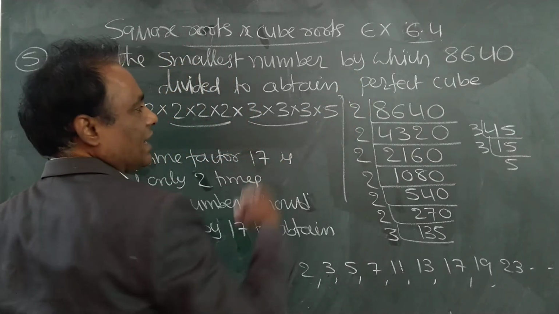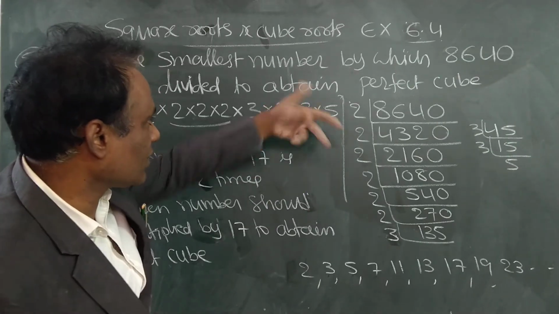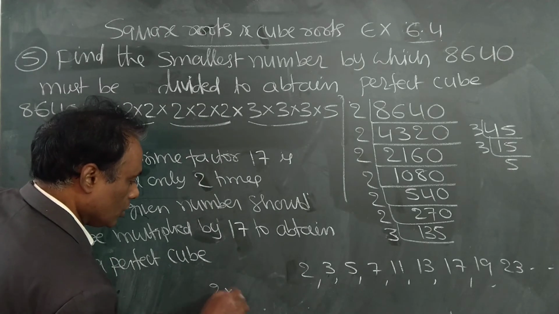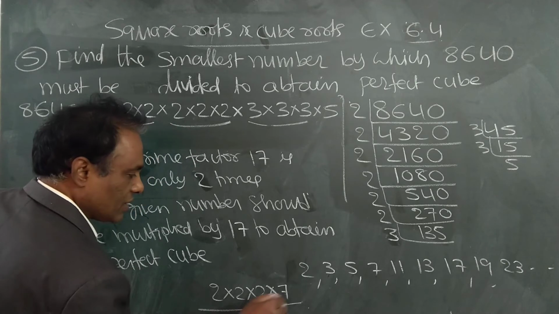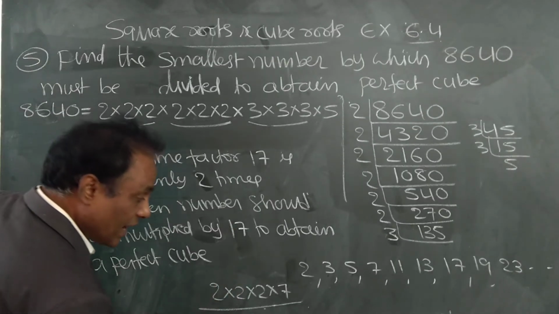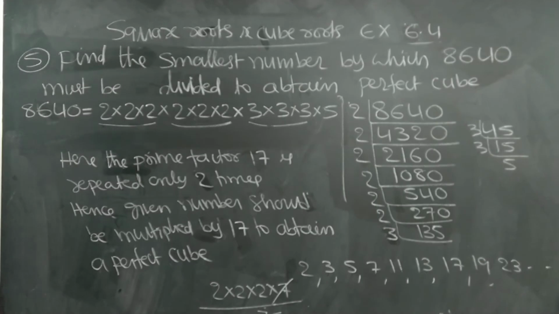If you divide with 5, this 5 will go. Divide with 5 means the 5 cancels. Suppose we have 2 into 2 into 2 into 7. This is not a perfect cube because 7 is not repeated 3 times; it is only 1 time. So divide with 7 so that this is a perfect cube.